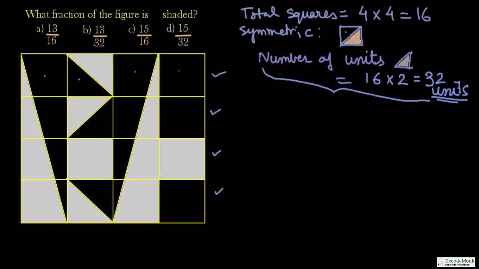Again, let me explain this. There are 4 times 4, 16 squares, and each square is broken into two parts, and each part is a triangle. So two parts for one square, and for 16 squares there will be 32 parts or 32 units.